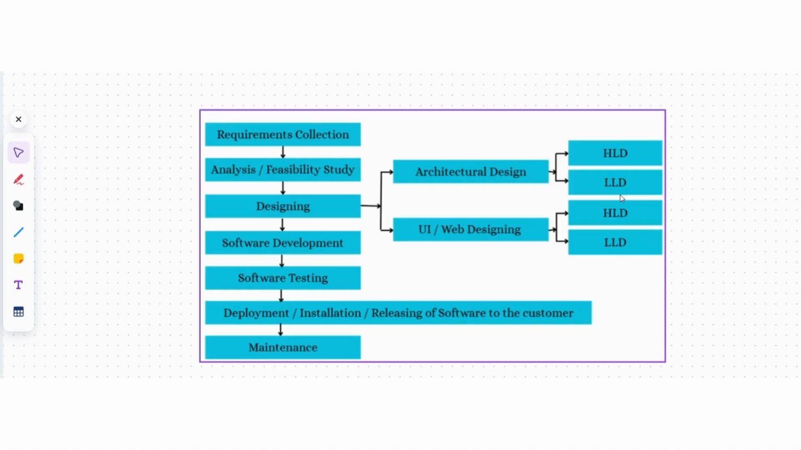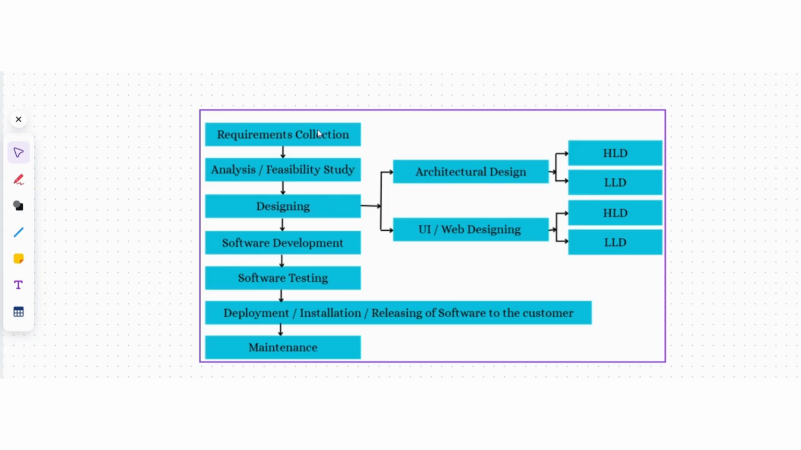In the previous video, we discussed the second stage of the waterfall model, that is analysis and the feasibility study. If you haven't watched that, make sure to check it out first because today's topic is the next logical step after the analysis. Let's begin today's topic, the third stage of the waterfall model, which is the designing phase.